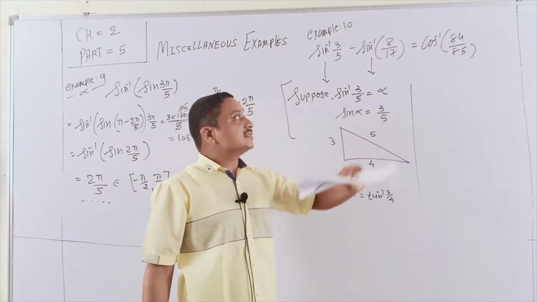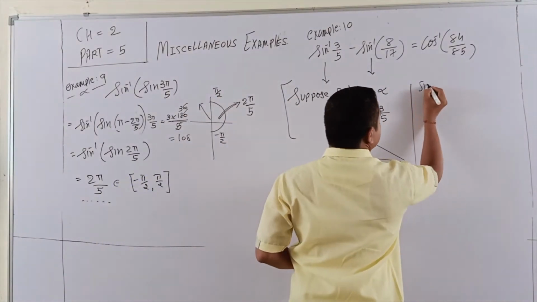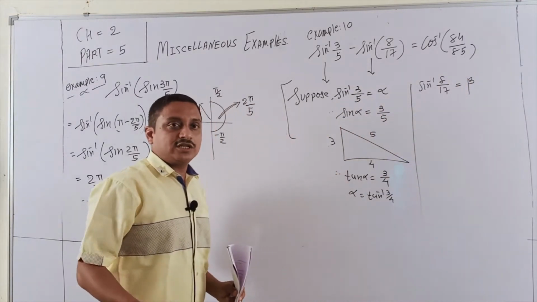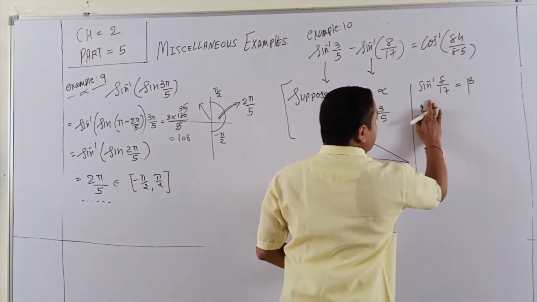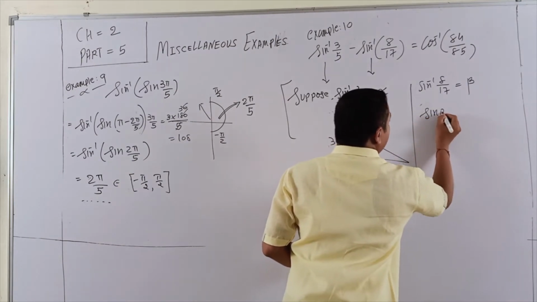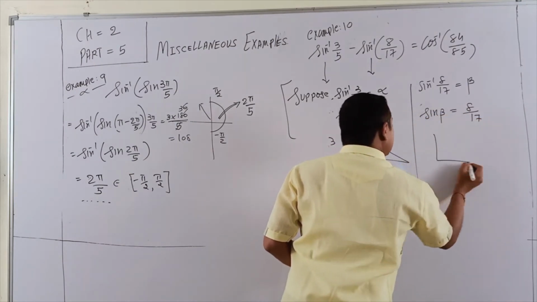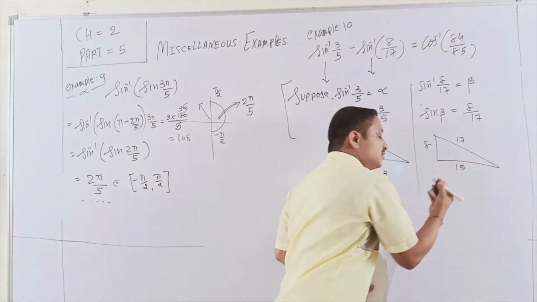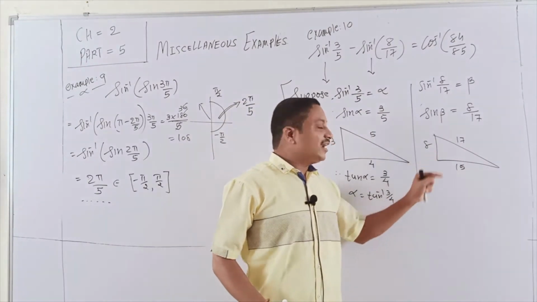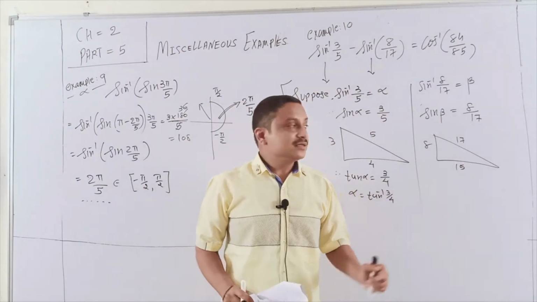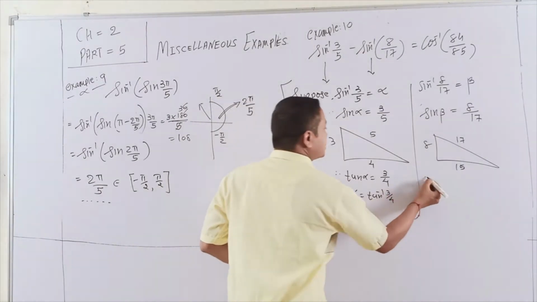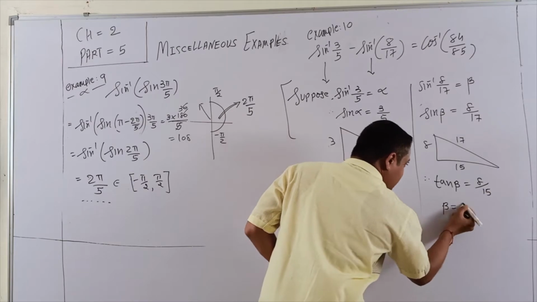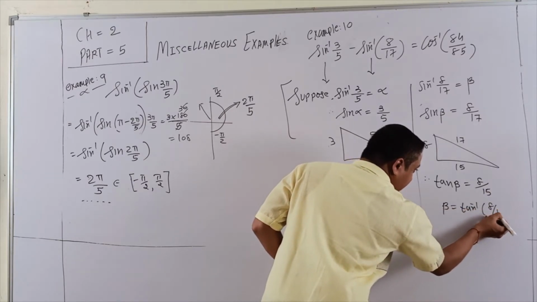Now second, similarly sine inverse 8 by 17. Just like the assumption, beta. So what is sine beta? 8 by 17. Put it in the triangle. Here 8, here 17. So how much is the next value? 15, because 15 square is 225, 8 square is 64, it is 289. It means 17 square. And what is tan beta? Yes, 8 by 15. Beta is tan inverse 8 by 15.